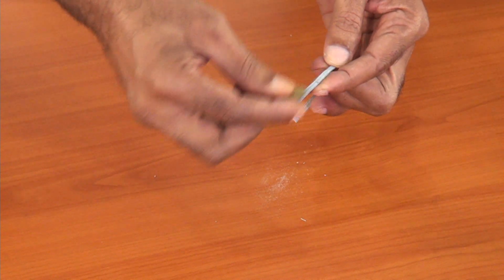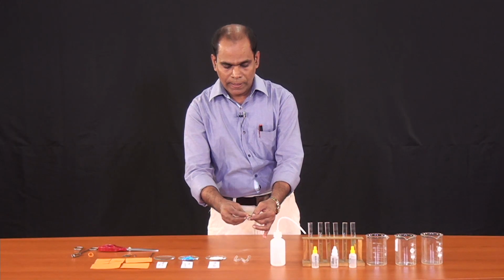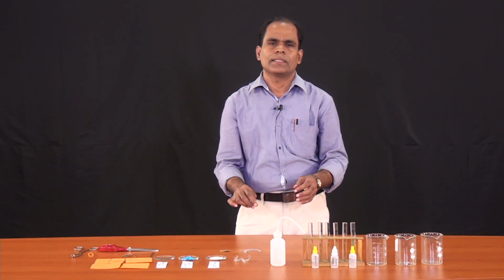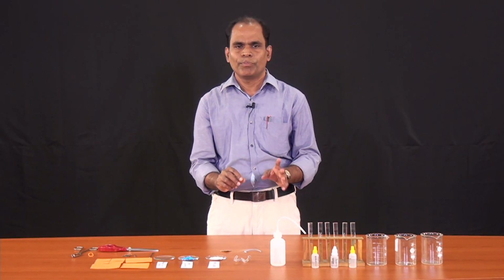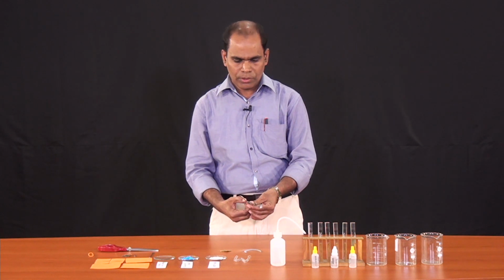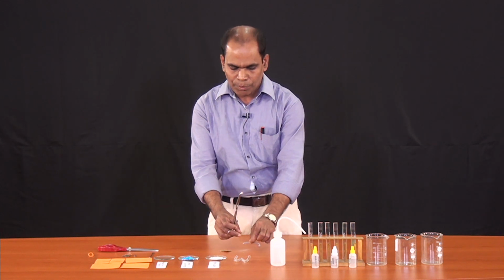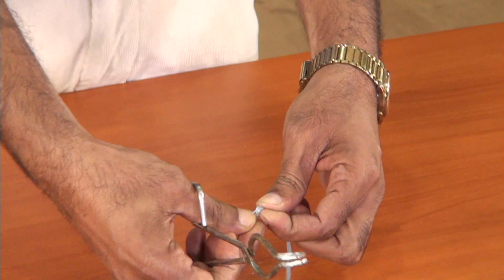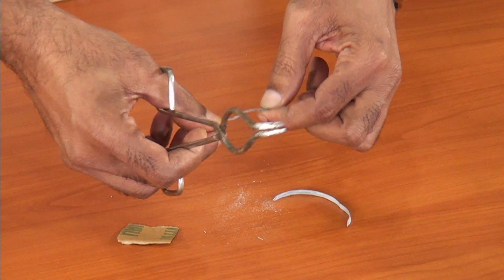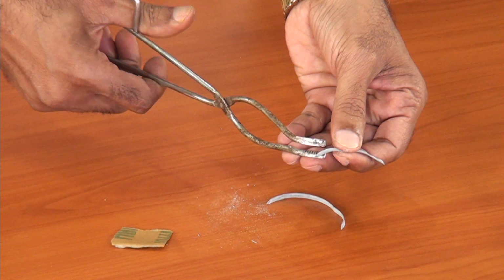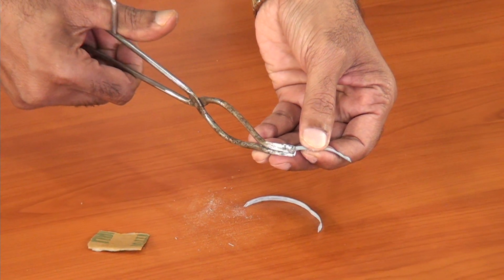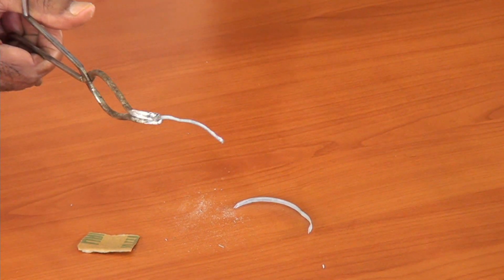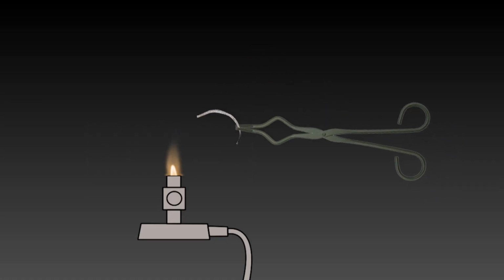This already I have cleaned. Next, we will take it and burn it. Now, for burning this, we need to take a pair of tongs. This is a pair of tongs. So take a small piece of magnesium ribbon. Hold it on the tip of the pair of tongs. Then you have to burn it using a burner.